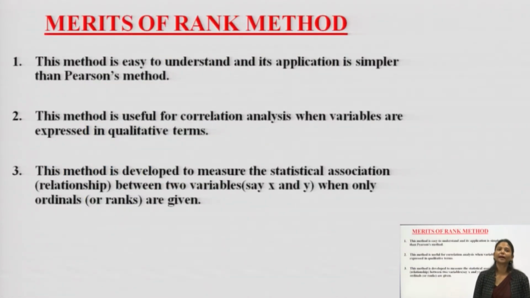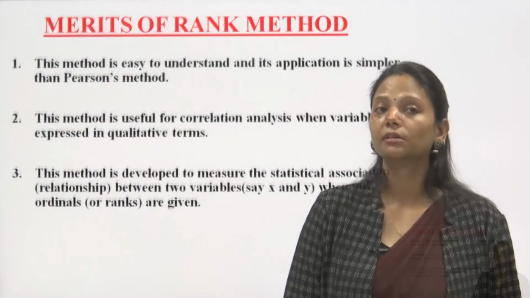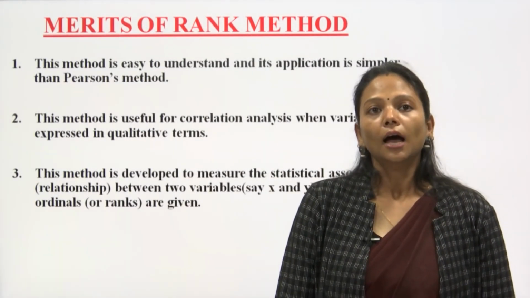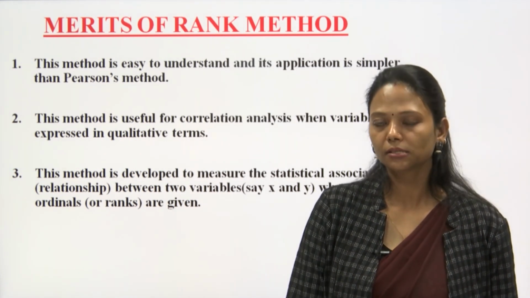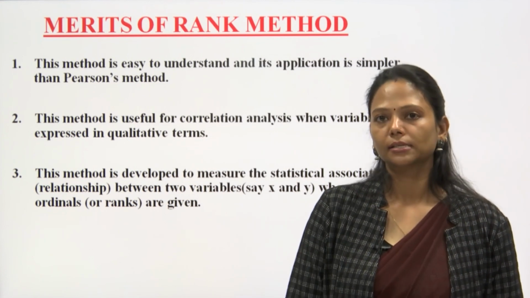Now, what are the merits of rank method? This method is easy to understand and its application is simpler than Karl Pearson's method. This method is useful for correlation analysis when variables are expressed in qualitative terms. The method is developed to measure the statistical association or relationship between the two variables, say x, y, or we can say a or b, when only ordinals, that means ranks, are given to us. And we can also convert the quality of a person into rank by giving them ranks. We can compute a quantitative answer.